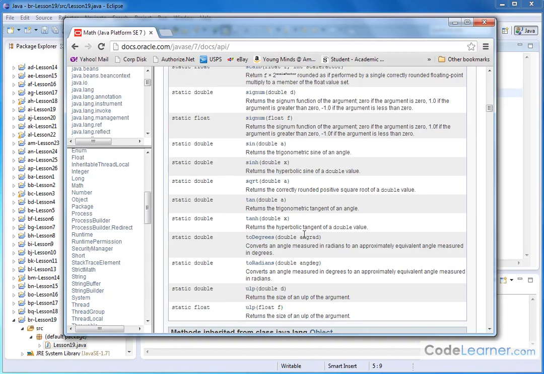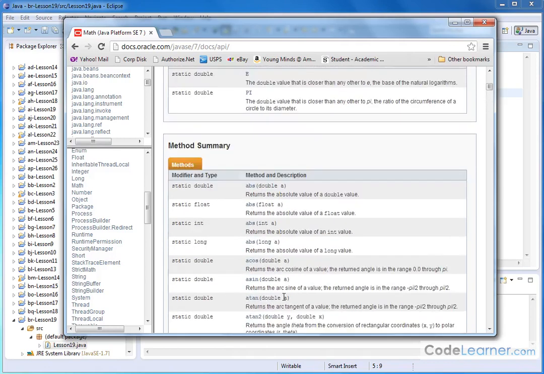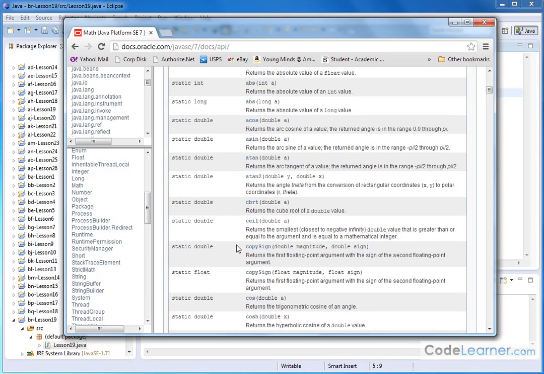So here's the documentation that we've been using. These are the methods of the math class. You can see here there's the sine method. It requires a double argument, which just means a decimal point argument. It's going to return a double as a result. Here's the tangent. And if you go up to the C's, you have the cosine. So we have sine, cosine, and tangent.